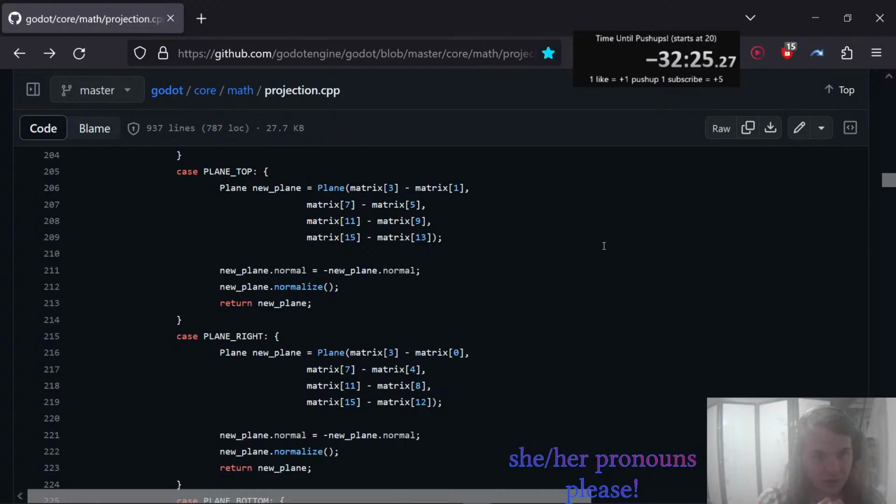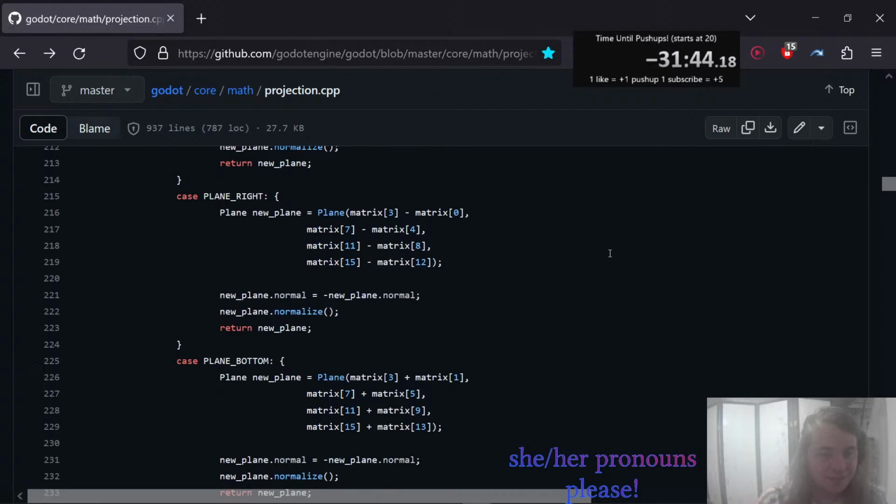Case plane_top colon left curly. Plane new_plane equals plane left paren matrix of 3 minus matrix of 1 comma matrix of 7 minus matrix of 5 comma matrix of 11 minus matrix of 7 comma matrix of 15 minus matrix of 13 right paren semicolon. new_plane.normal equals minus new_plane.normal semicolon. new_plane dot normalize, I guess just dot normalize. You don't really pronounce the parentheses there. Semicolon. Return new_plane right curly.